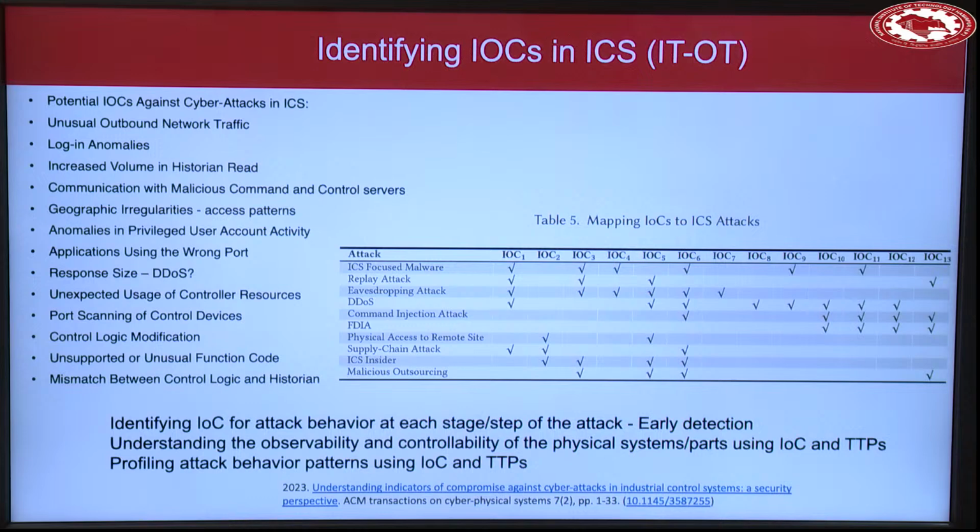And it's not just the data. What if someone takes control of your system? They have control of everything: all the data, all the devices, all resources. Indicators include port scanning of control devices, control logic modification, unsupported or unusual function codes, and mismatch between control logic and historian.